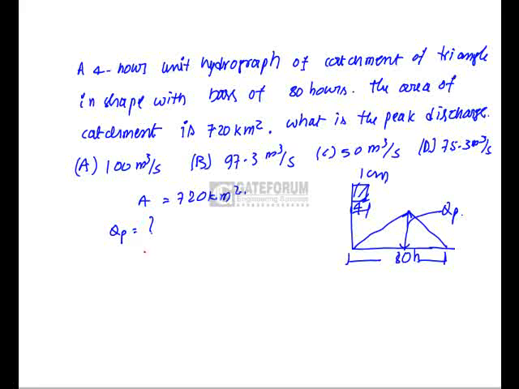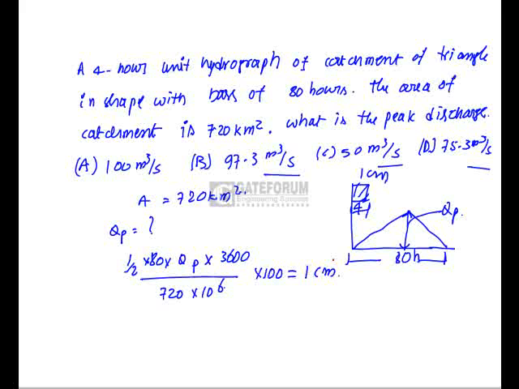By using the unit hydrograph concept, the area of the triangle is half of base into height QP. Because the options are in terms of seconds, 3600 seconds, and 720 square kilometers converted to meters squared is 10 to the power of 6, and 1 centimeter is 1 by 100. Therefore QP is equal to 50 cubic meters per second. So option C is correct.